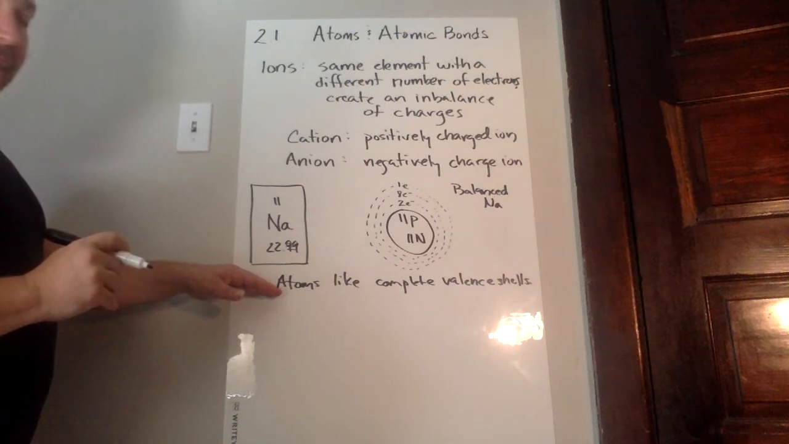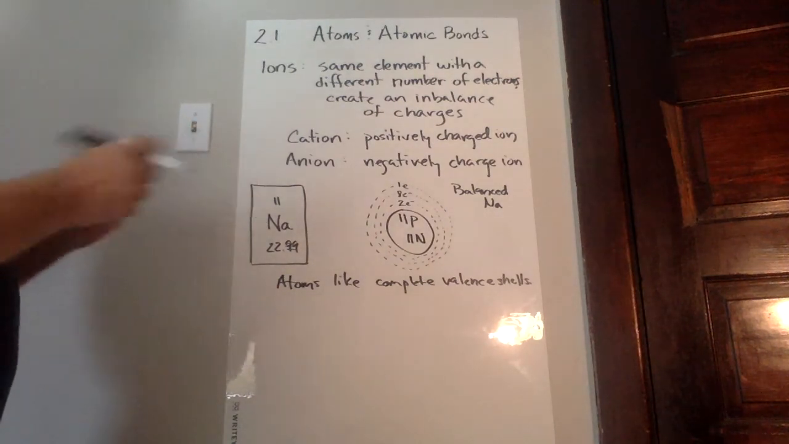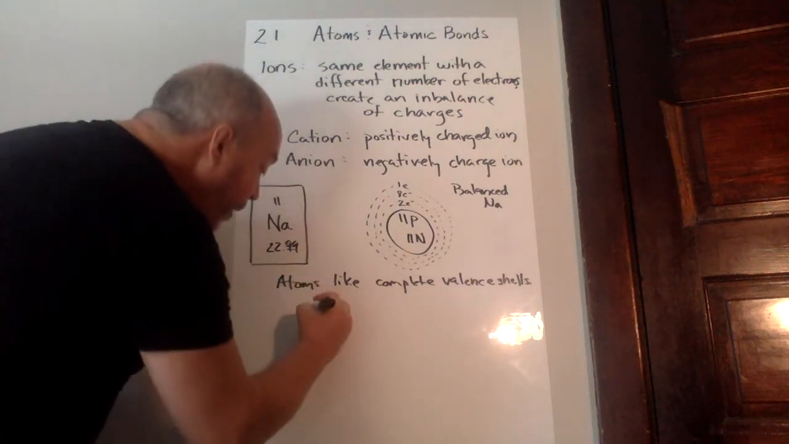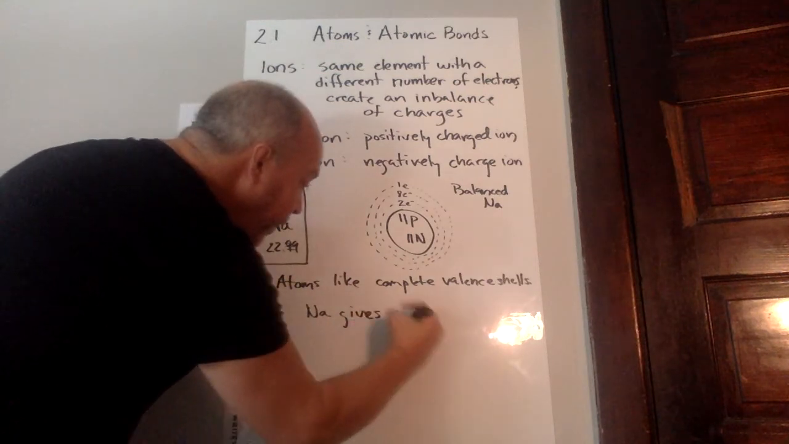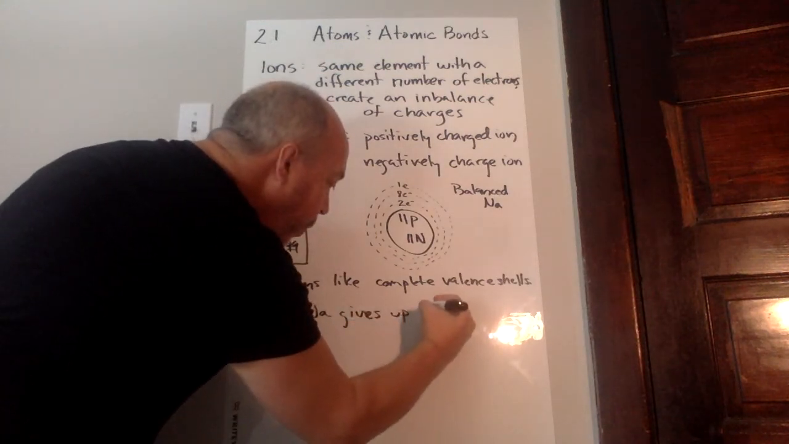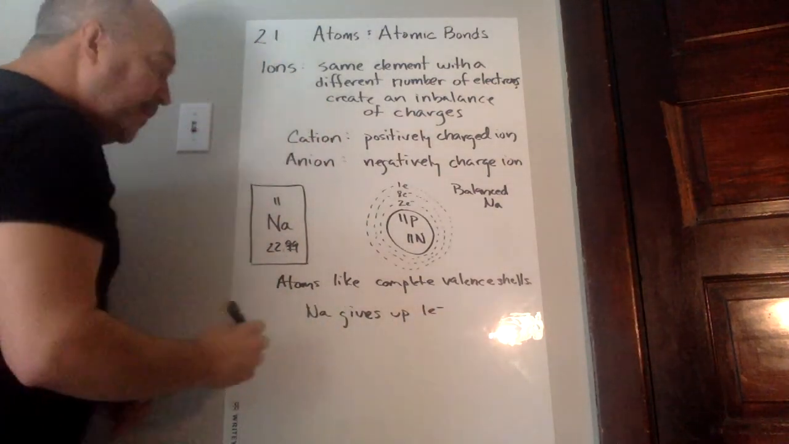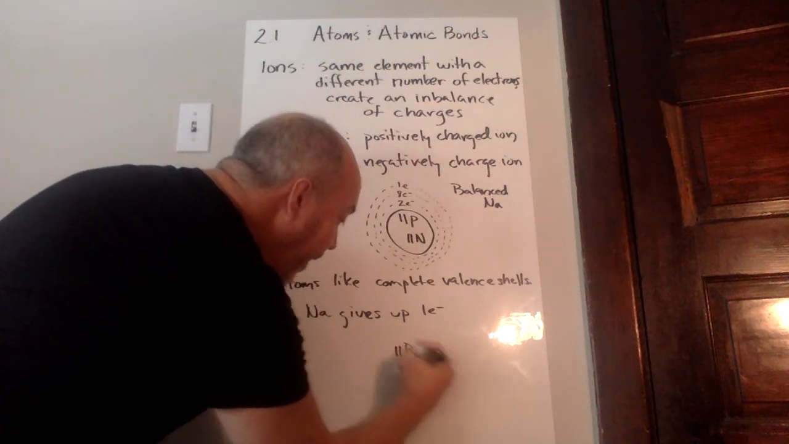Atoms like complete second shells. Which would be easier to do? Add 7 electrons or subtract 1? Subtracting 1. So sodium gives up 1 electron. And now, as an ion, it just becomes 11p, 11n.